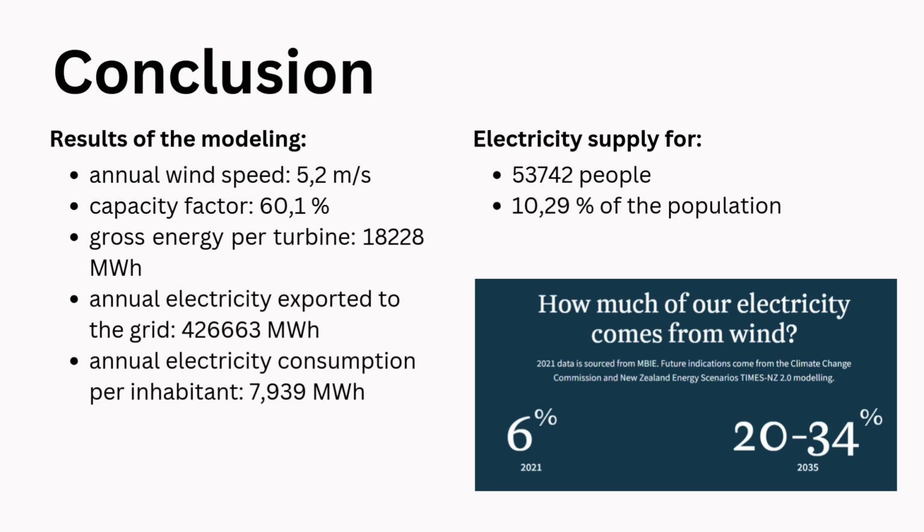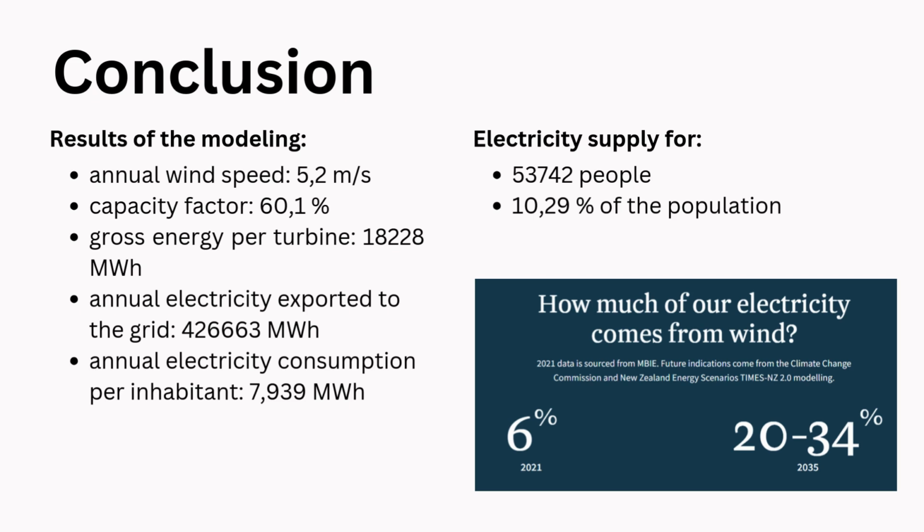And the annual electricity which is exported to the grid is calculated with 426,663 megawatt hours. And when you know that in New Zealand the annual electricity consumption per inhabitant is 7.939 megawatt hours, you can calculate that the wind power plant could supply electricity for over 50,000 people, and that is about 10% of the population in New Zealand.